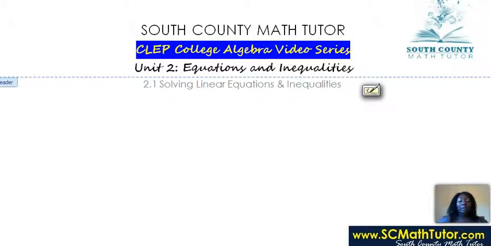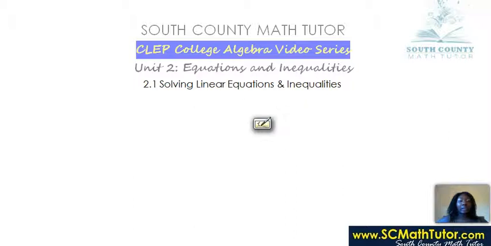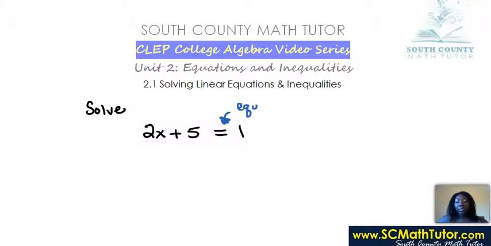Okay, so linear equations, you might have something that looks like this. It says solve 2x plus 5 is equal to 1. Okay, so here are some of the things that I'm going to be talking about. First of all, this is an equation. Equations have an equal sign. So it has an equal sign, therefore it's an equation.